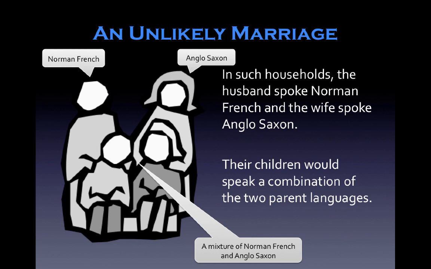In such households, and there were a lot of them, the woman would speak her Anglo-Saxon and the man would speak his Norman French. The key to any good marriage is communication, and these couples would find a way to communicate despite some truly fundamental differences. But while each member of the marriage would speak his or her own language, the children in such families would speak a mixture of the two languages.